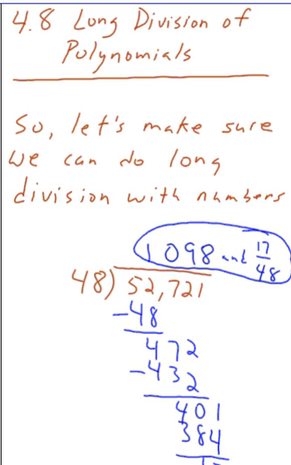This is a lesson on 4.8, long division of polynomials. This is actually my red class. So we just worked out practicing long division with numbers. We did 50,721 divided by 48, and we worked that out, got 1,098, and a remainder of 17 over 48. So we just practiced that before we try to do this type of division with polynomials.